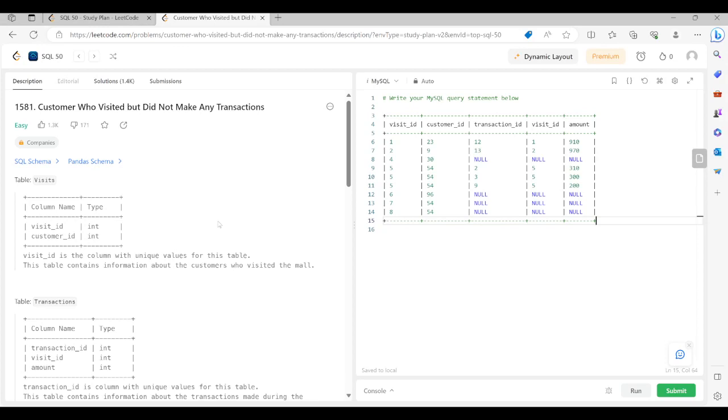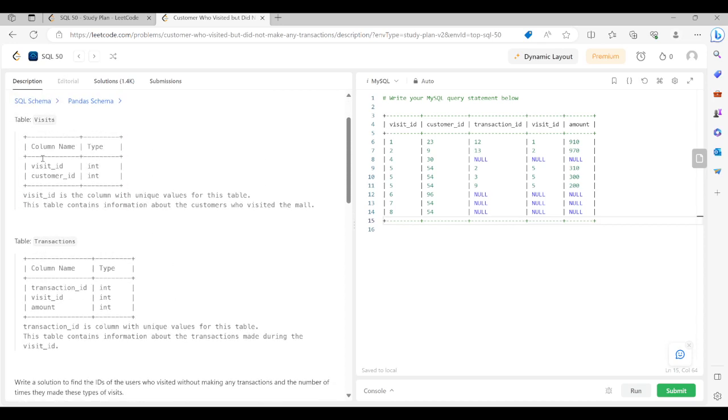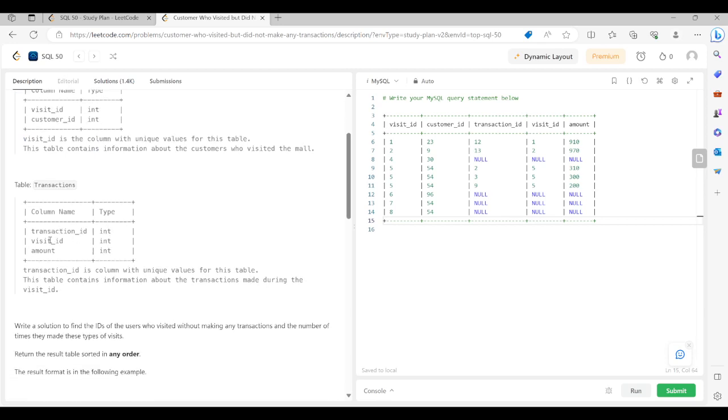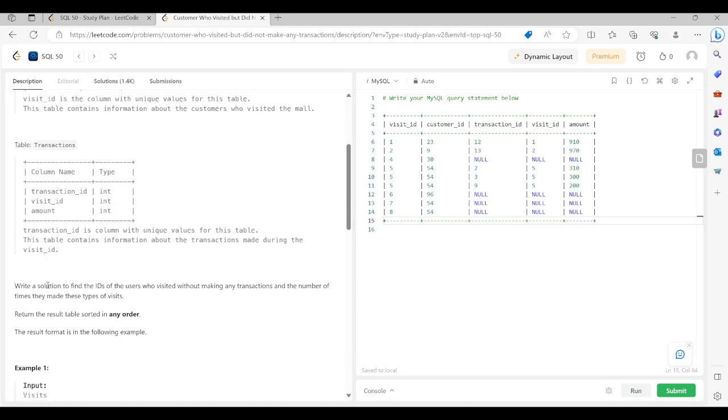Okay, our challenge today is customers who visited but did not make any transactions. Alright, so we have two tables. We have visit ID, customer ID, and we have transactions: transaction ID, visit ID, amount. We have to write a solution to find the IDs of the users who visited without making any transactions and the number of times they made this type of visit. Return the result in any order.